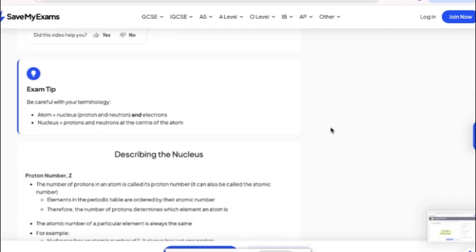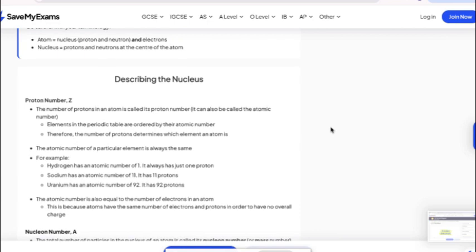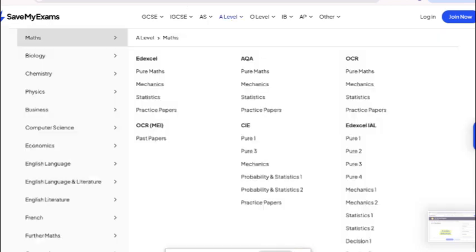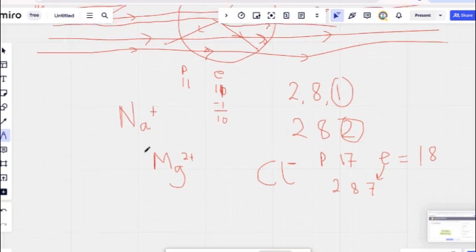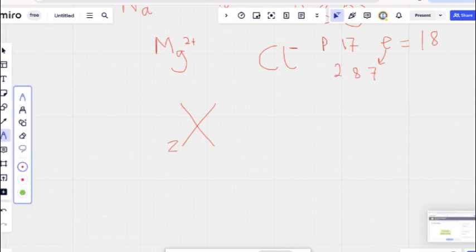Okay, so that's the example that has been given and described. Now we remember we use some symbols to describe the nucleus. We use Z to represent the proton number. For example, if we take X as our chemical symbol, this Z will be our proton number.